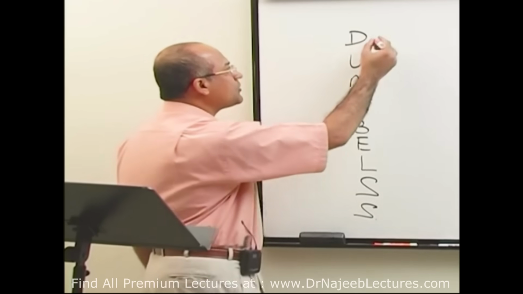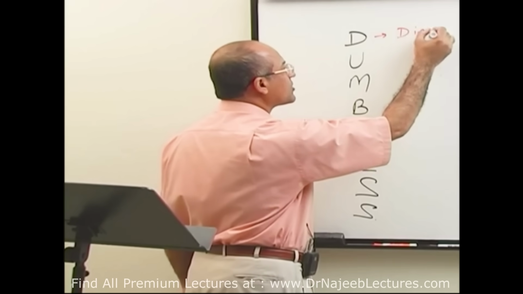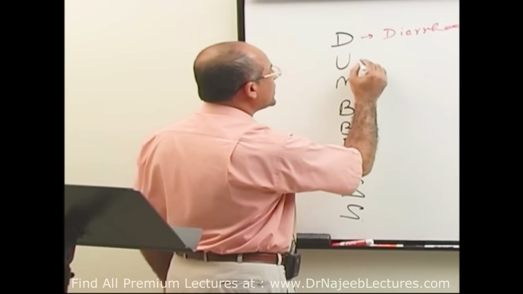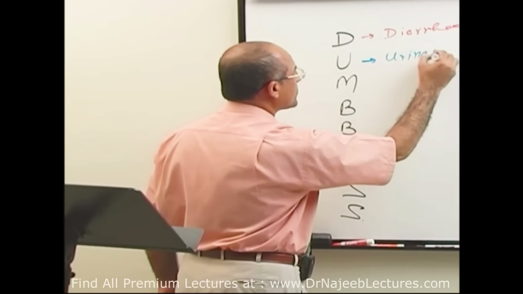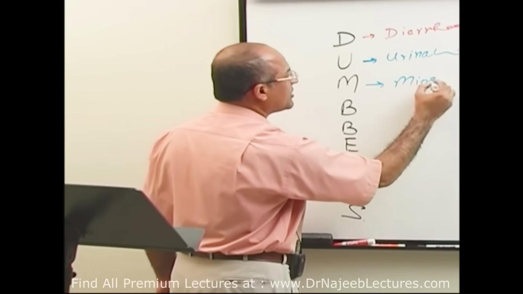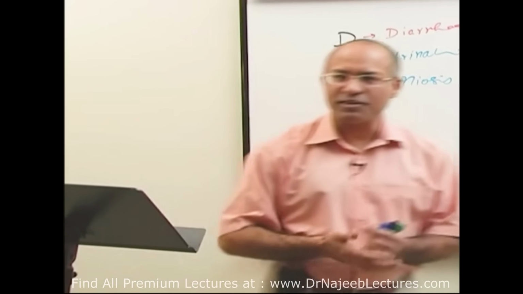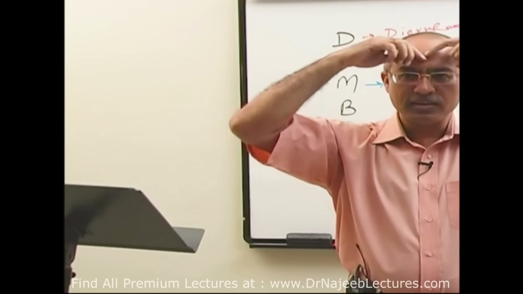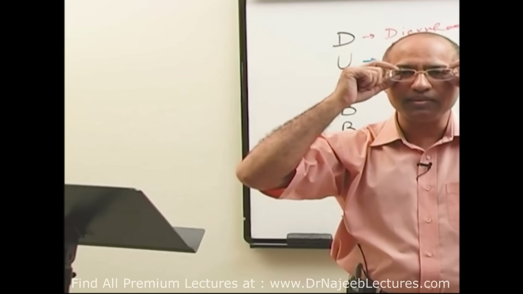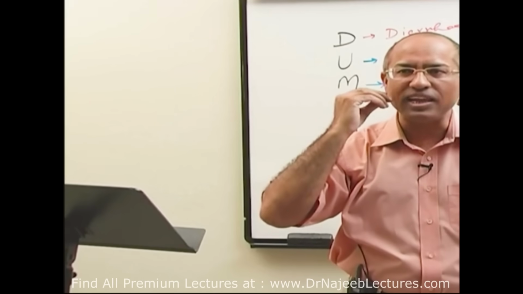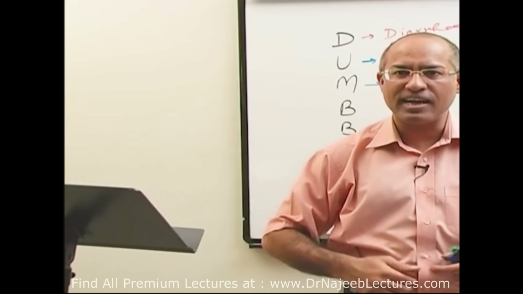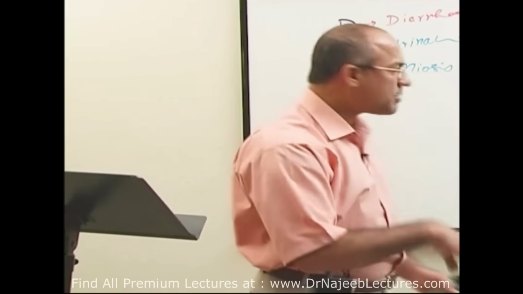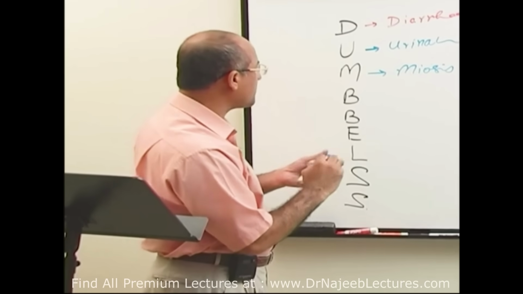DUMBBELS stands for what? D for? Diarrhea. U for? Yes, urination. M for? Miosis. Without DUMBBELS, you can even memorize, as I told you, that there will be severe sweating, CNS stimulation by cholinergic activity, there will be lacrimation, miosis, salivation, abdominal cramps and diarrhea, urination, bradycardia, bronchospasm, excitation of the muscles. But let's go by DUMBBELS if you cannot remember that way.